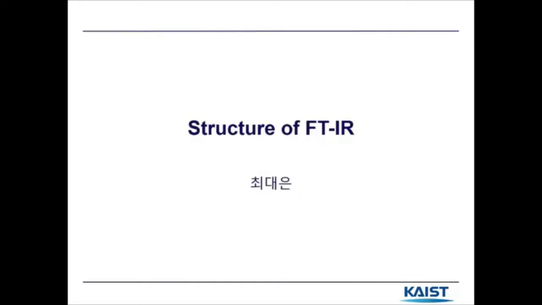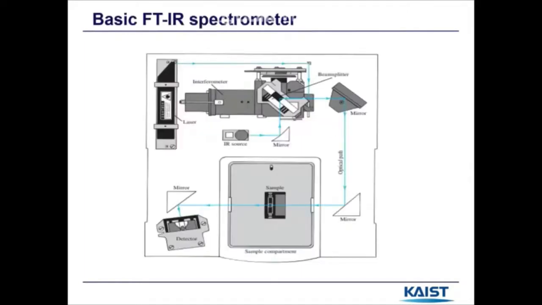Hello, my name is Dane Che, and I'm going to introduce the structure of FTIR. This is a diagram of a basic FTIR spectrometer. Radiation of all frequencies from the IR source is reflected into the interferometer, where it is modulated by the moving mirror on the left. The modulated radiation is then reflected from the two mirrors on the right through the sample in the compartment at the bottom. After passing through the sample, the radiation falls on the transducer. A data acquisition system attached to the transducer records the signal and stores it in the memory of a computer as an interferogram.